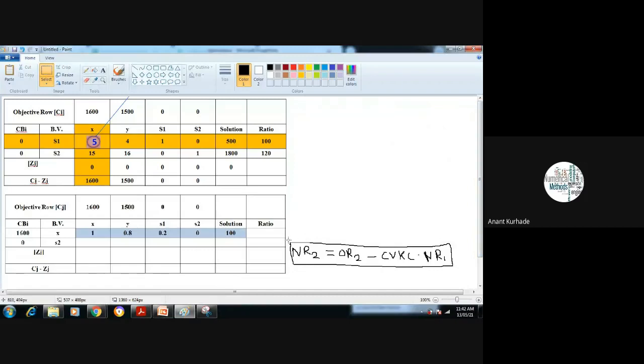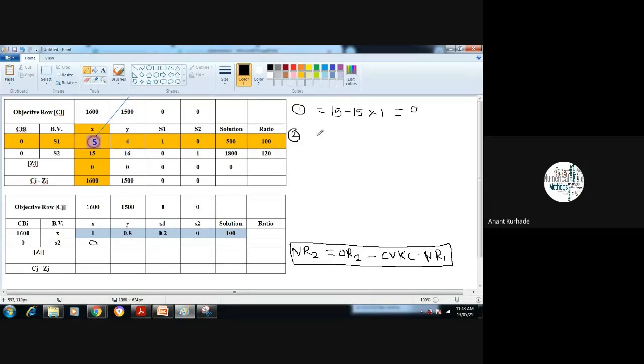Just remember this formula: NR2 is equal to OR2 minus CVKC dot NR1. Now we are writing these values. The new value is equal to the old value of R2, which is 15, minus CVKC, the corresponding value of key column. This one is 15, it is fixed, into the new value of R1, which is 1. So you can find here 0. So write down 0 here. Now we'll check the next one.